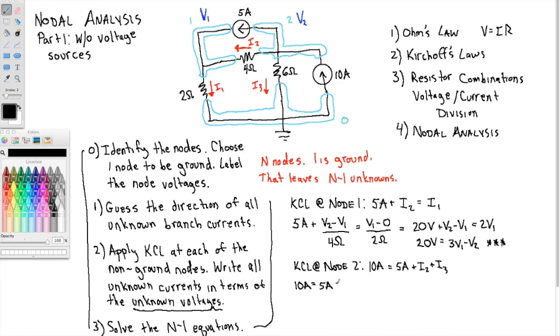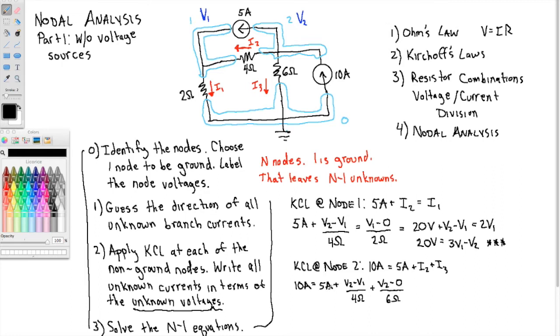So I2 is, again, the current through the 4 ohm resistor going right to left. So Ohm's law says that's V2 minus V1 over 4 ohms. We used it in the previous equation. I3, the current through the 6 ohm resistor going from top to bottom, is V2 minus 0 over 6 ohms.